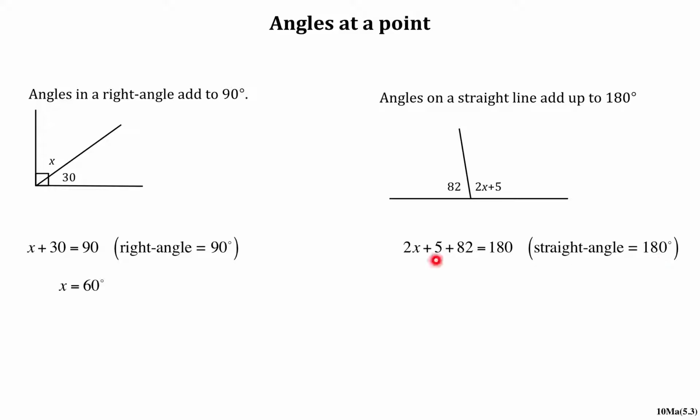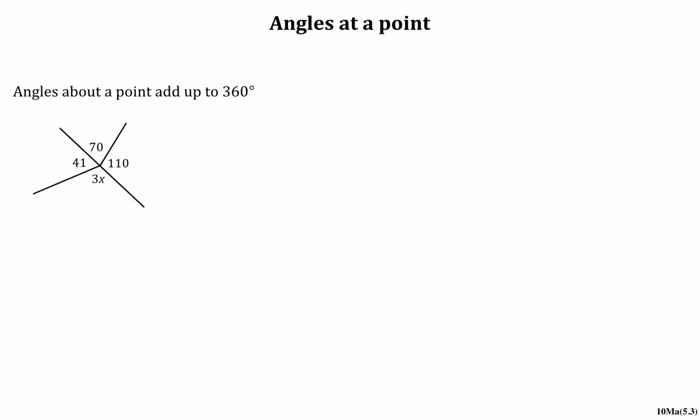Now I'm going to add the 5 and the 82, which gives 87, then minus the 87 from both sides. That'll give me 2x equals 180 take away 87, which is 93. So 2x equals 93. Now I'm going to divide both sides by 2, and 93 divided by 2 is 46.5 degrees. So that's the process that you go through if you've got angles on a straight line.